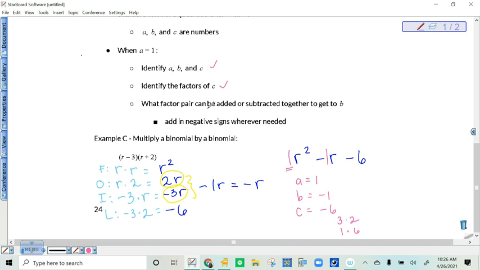I identified the factors. Now, which of these factor pairs can be added or subtracted together to get to negative 1? How can I get to negative 1 using either 3 and 2 or 1 and 6? Yeah, 2 minus 3 equals negative 1. So then see how I have a positive 2 and a negative 3. Okay, are we starting to see that connection? Sorta, kinda? All right, let's go on.